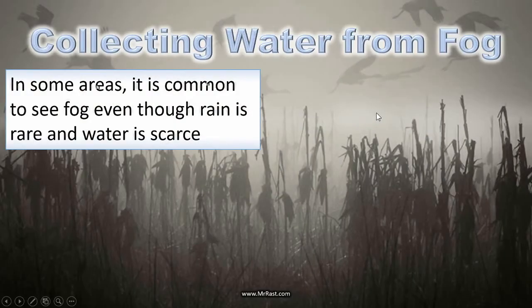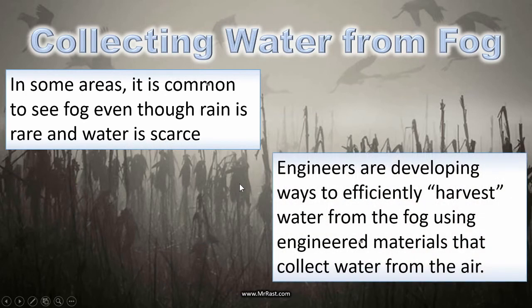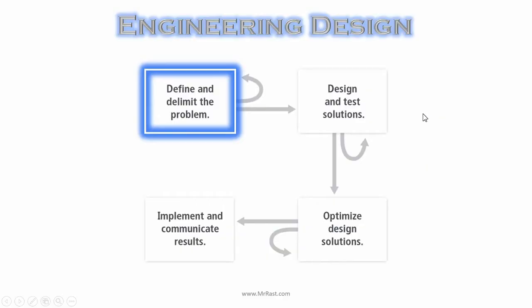And here's our scenario. We're going to collect water from fog. In some areas, it is common to see fog even though rain is rare and water is scarce. Engineers are developing ways to efficiently harvest water from the fog using engineered materials that collect water from air. So having said that, we're going to talk about harvesting the water from the air. Let's define and delimit the problem. Let's talk about this step here.